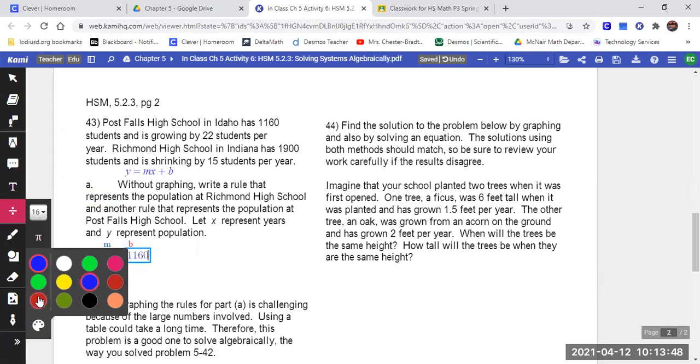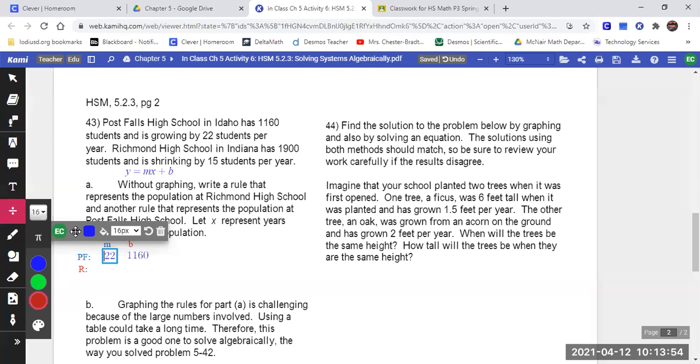Now we've got to do the same thing for Richmond. According to the story, what's going on with Richmond? Read again. Did it use the word growing for Richmond? Ah, it said shrinking for Richmond. So that's negative 15. Watch out for your words that mean positive and negative numbers. Increasing, positive, decreasing, negative, growing, shrinking, okay? Watch out. They matter. What did they have as a start, a beginning?